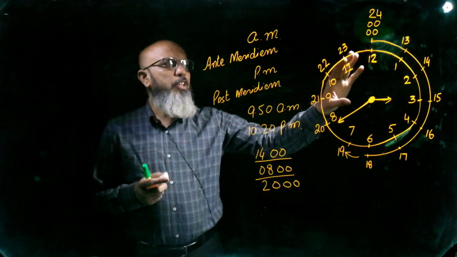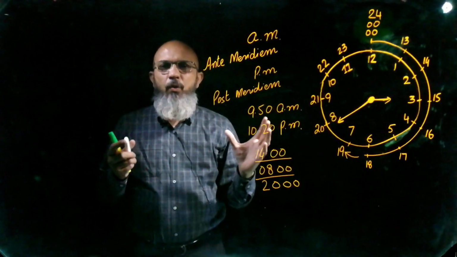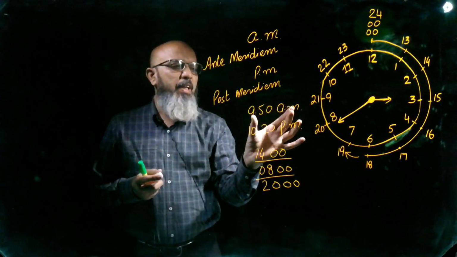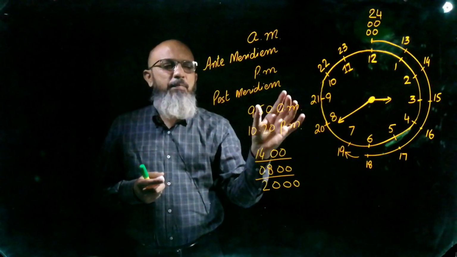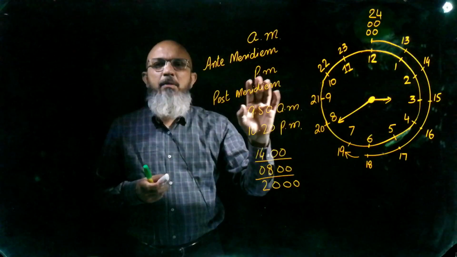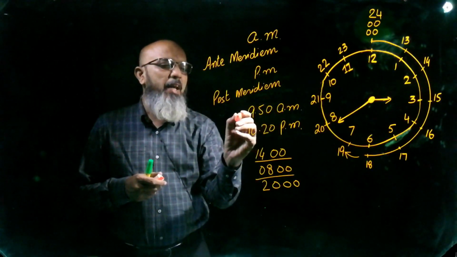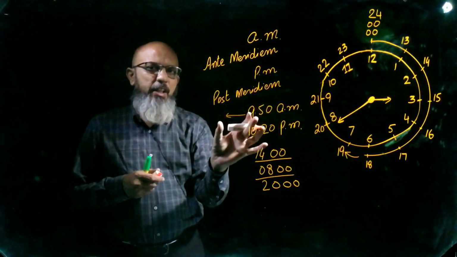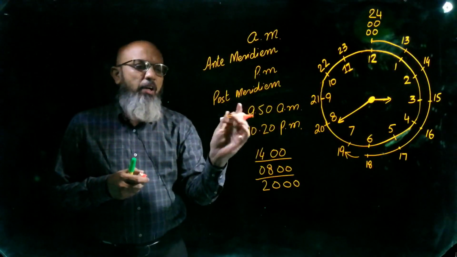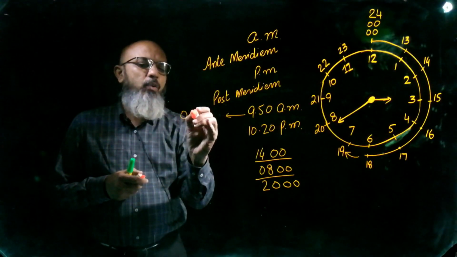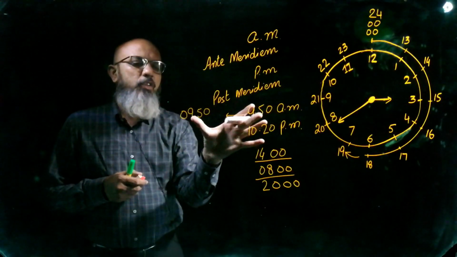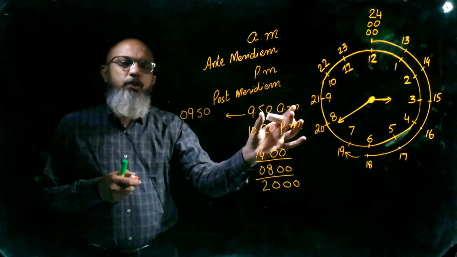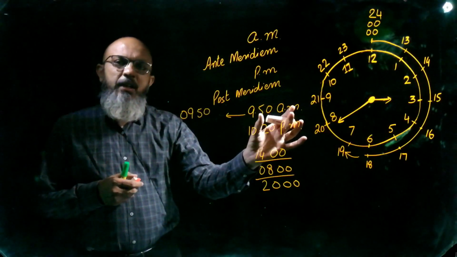So when you convert the 12-hour clock into the 24-hour clock, if there is an AM timing, you will not change anything in the time. Simply we will remove AM. For example, 9:50 AM, if I change this into the 24-hour clock, we simply write 09:50. That is your 24-hour clock time. That is your AM timing, right?